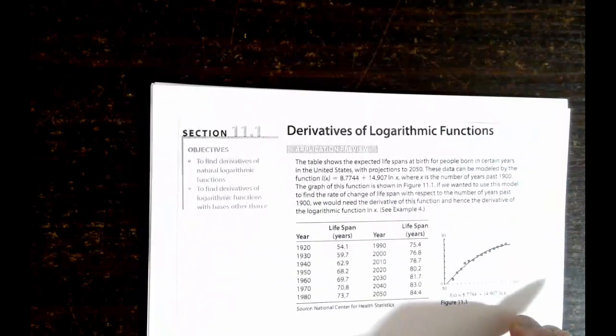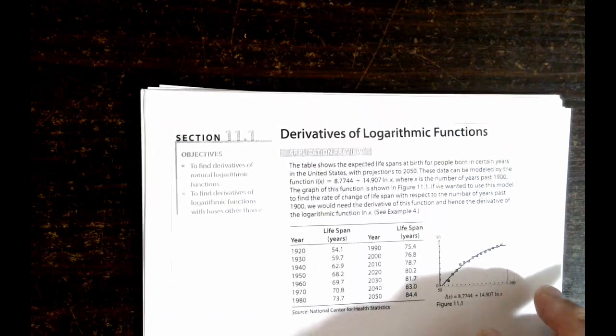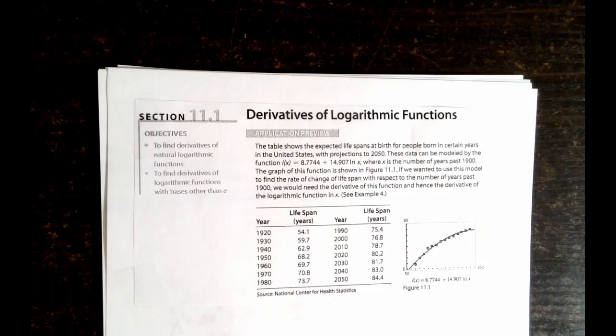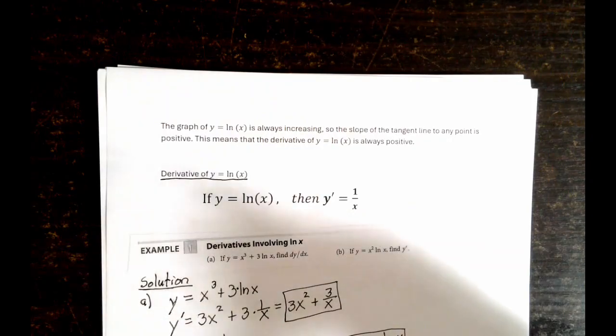So in 11.1 they talk about a table of life expectancy of people born in certain years, with projections all the way to the year 2050. These data can be modeled by the function 8.7744 plus 14.907 times the natural log of x. And if we want to find the rate of change of this function, we have to take the derivative, but we have a logarithm, so that requires the derivative rule for logarithms.